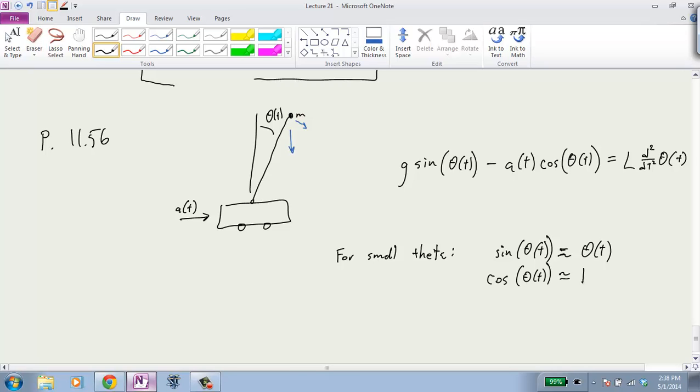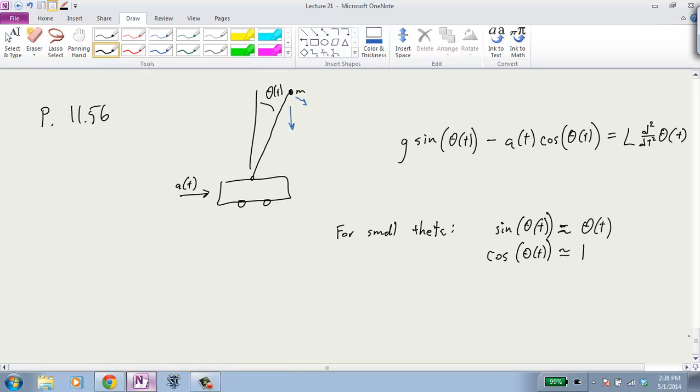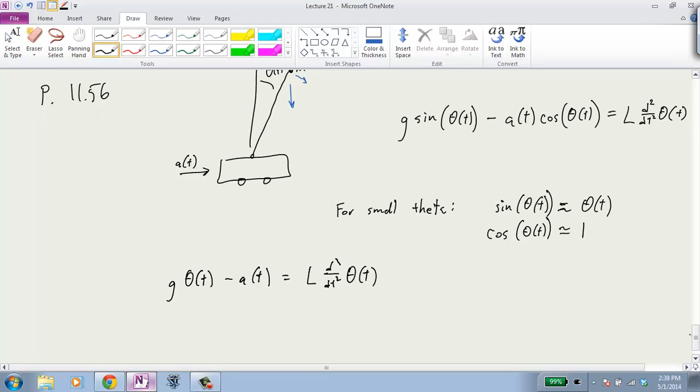For small theta, using this approximation, we get that g theta of t minus a of t equals L d squared dt squared theta of t. And this is something that we can deal with. Taking Laplace transforms, we get g theta of s minus a of s equals L s squared theta of s.